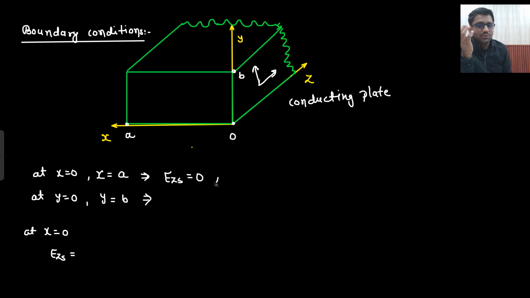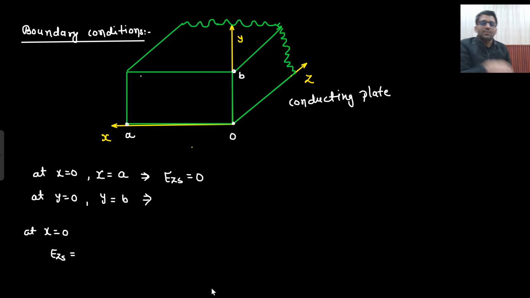So at x equals 0, also at x equals A. At x equals A as well, the tangential components are in the Z direction and the Y direction. So at x equals A as well, your EZS and EYS will be 0. But we are only caring about EZS. Are you getting this point? The tangential components at the x equals 0 plane and the x equals A plane are Z and Y, so those are 0.